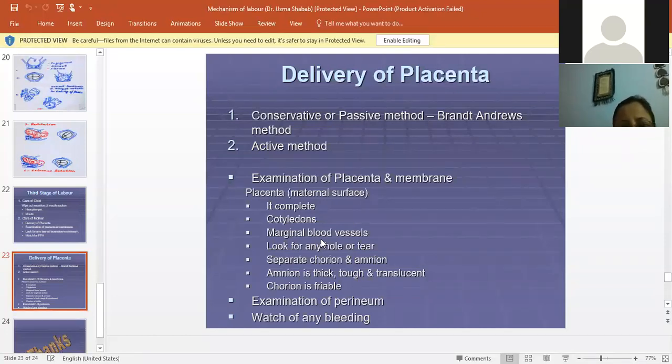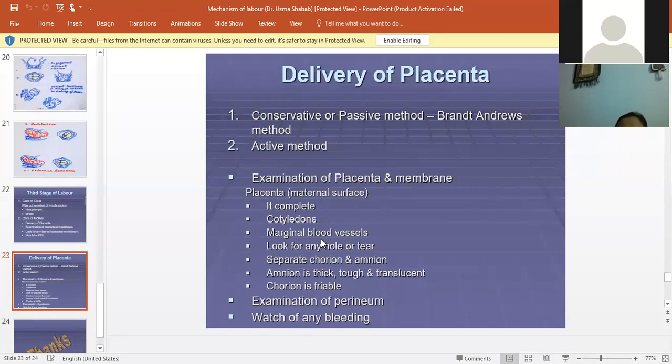The delivery of the placenta is included in the third stage of labor. Normally the duration of the third stage of labor is 10 to 20 minutes, but sometimes it extends more than 30 minutes. The delivery of the placenta can be by means of active management or by means of passive management. What is active management of the third stage of labor?